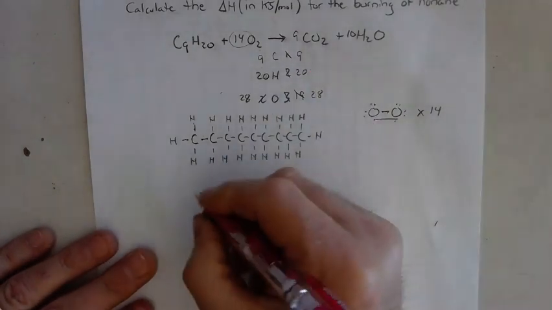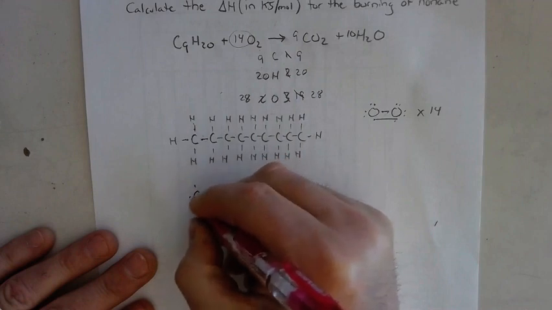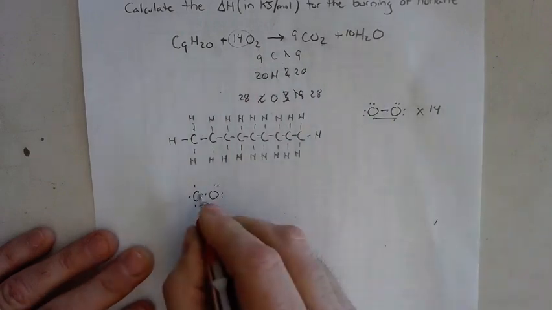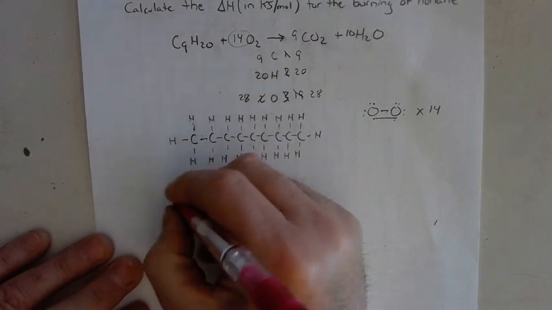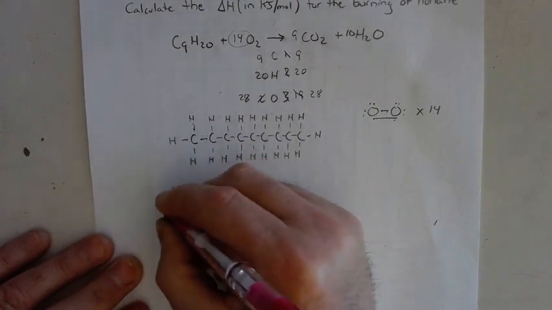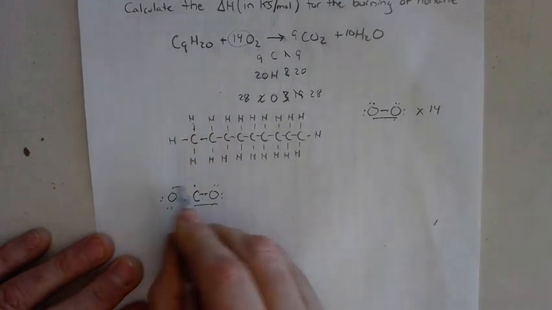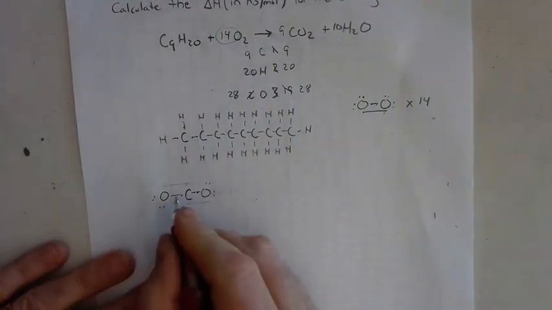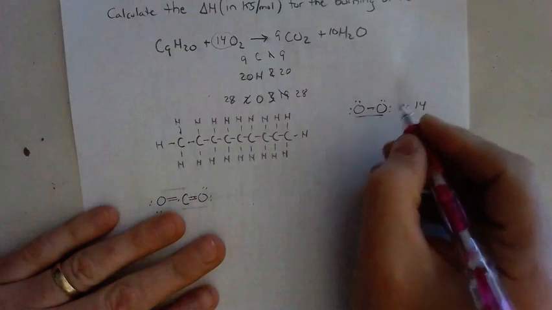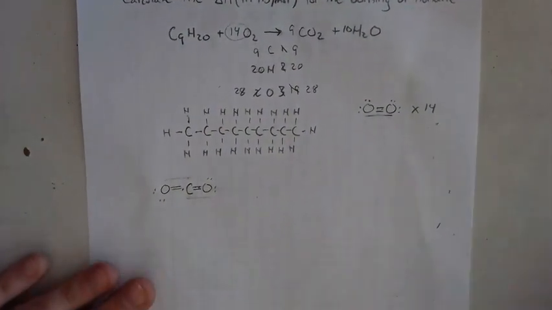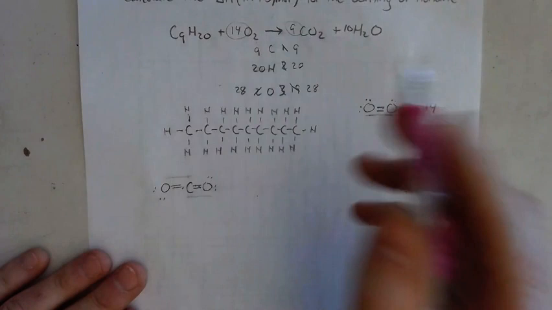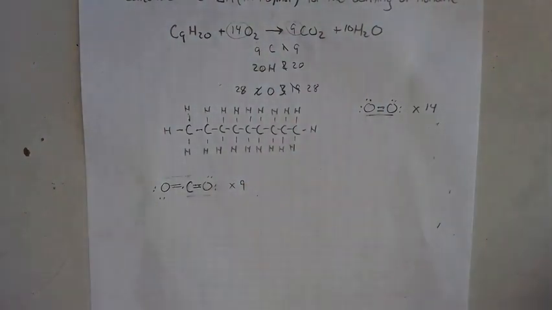For the products, CO2, I have carbon, makes 4 bonds. I put an oxygen next to it, 1, 2, 3, 4, 5, 6. I make a bond there and a bond there. Another oxygen, 1, 2, 3, 4, 5, 6. And I make a bond there and a bond there. Again, technically, we shouldn't have these extended ones. So we make a double bond and a double bond, just like here. Technically, erase all those and it makes a double bond between there. So here we have O and C double bond, O and C double bond. And keep in mind that we got 9 of those. So we're going to have to multiply that by 9.